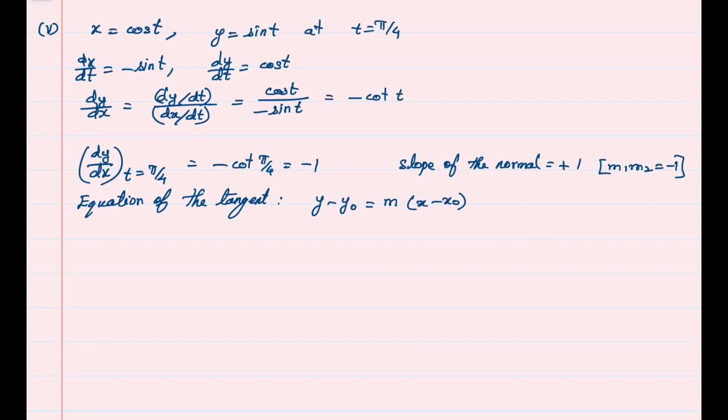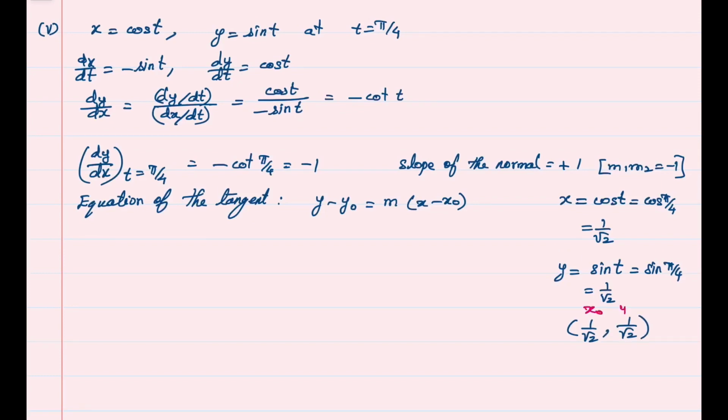Now, point of contact x0, y0 is not given in the question, but we can find. x is cos t and t is pi by 4. Cos pi by 4 is 1 upon root 2. Similarly, let us find the y coordinate when t is pi by 4. y is sin t, which is sin pi by 4, which is 1 by root 2. Therefore, the point of contact is 1 by root 2, 1 by root 2, which are x0, y0.